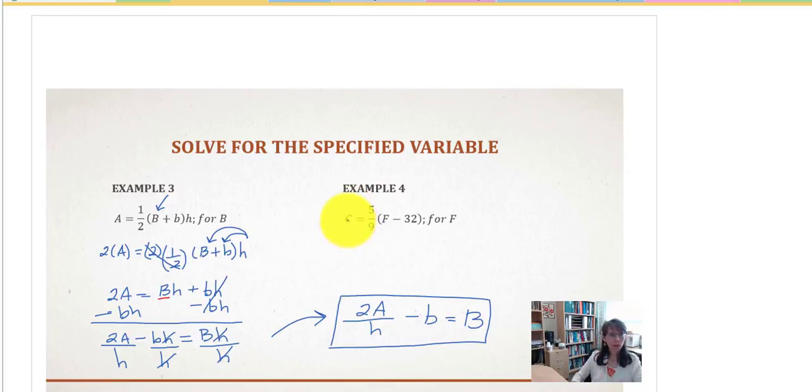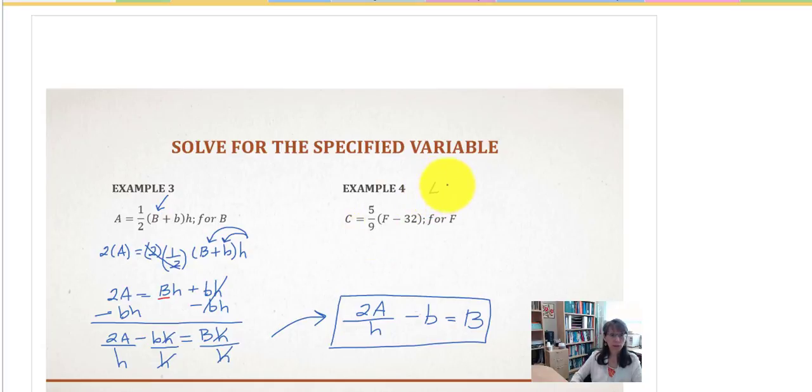You might recognize example number 4. This is temperature conversion between Celsius and Fahrenheit. And here we have C is equal to 5/9 times the quantity of F minus 32. So we want to rearrange this literal equation to solve it for F, or Fahrenheit. Notice that we do have a fraction, and only one term in this equation has a fraction, so we'll use 9 as our lowest common denominator to clear the fraction.